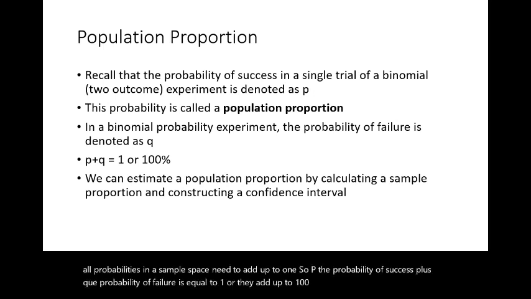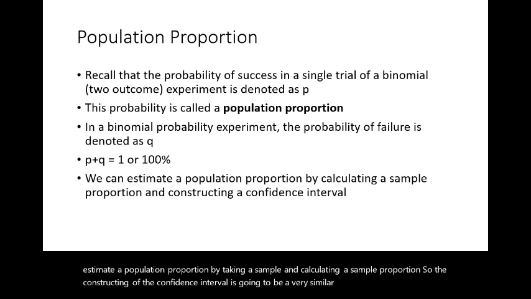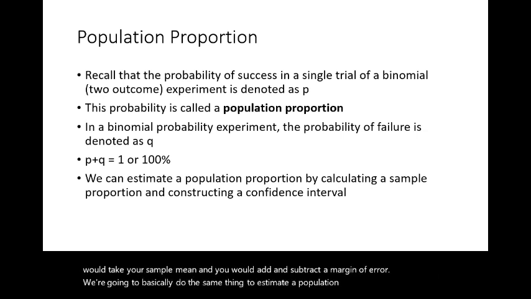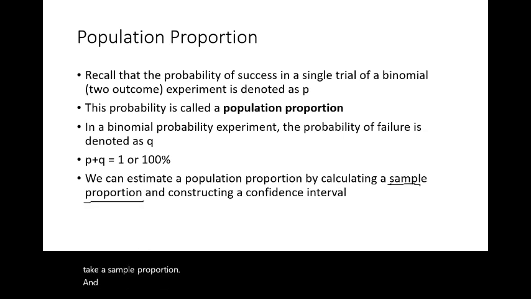So what we can do is we can estimate a population proportion by taking a sample and calculating a sample proportion. So the constructing of the confidence interval is going to be a very similar idea as with mean. You would take your sample mean and you would add and subtract a margin of error. We're going to basically do the same thing to estimate a population proportion. We are going to take a sample proportion and we are going to add and subtract a margin of error to construct our confidence interval for population proportion.